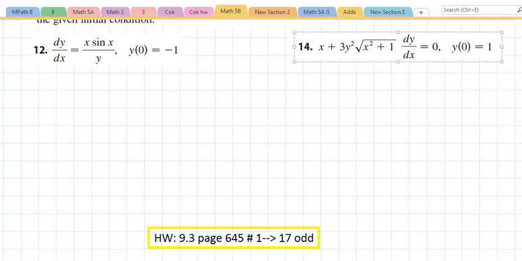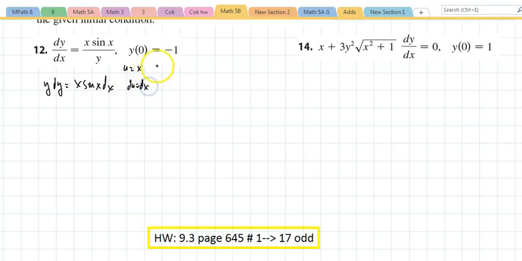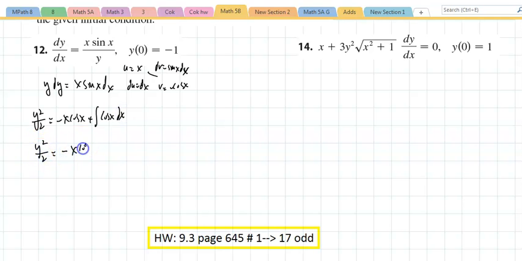Looking at number 12, I'm going to do that a couple of different ways. So if I cross multiply, if I let u equal x, du is dx, and dv equal the sine of x dx, so v is the integral of that, but make it negative cosine of x. So y squared over 2 will equal u times v minus the integral of v du. So y squared over 2 would equal negative x cosine of x plus the sine of x plus c.